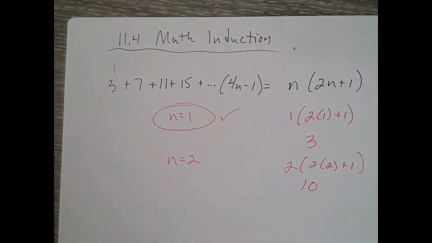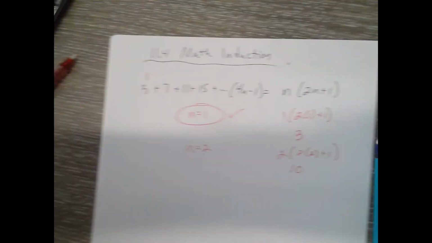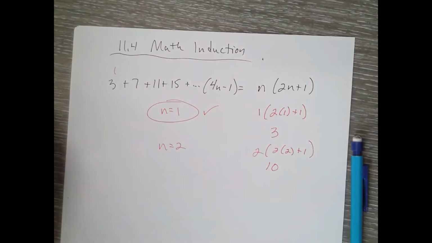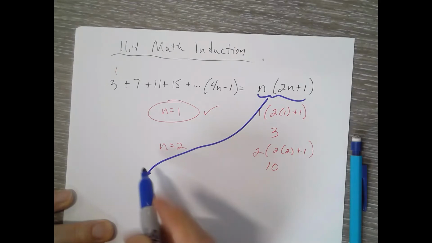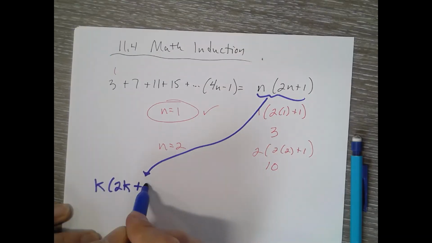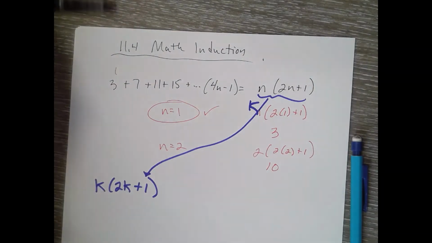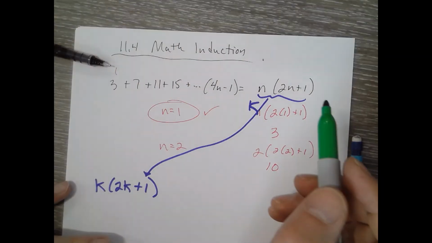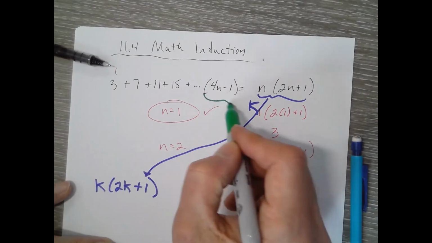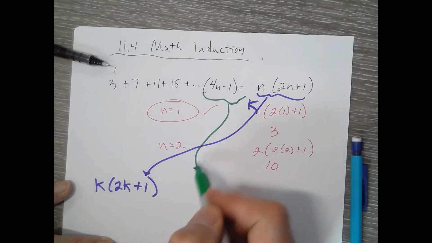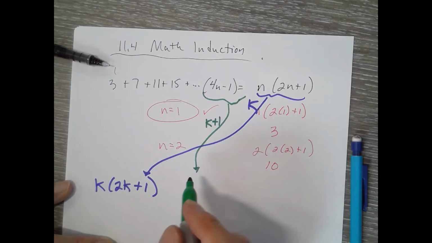Okay, next step, and this is a complicated one, and it's going to take a couple examples. I'm going to take this one right here in terms of k, then I'm going to take this one here in terms of k plus 1, I'm going to add those together.